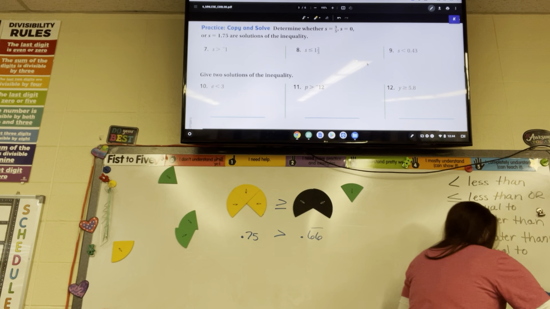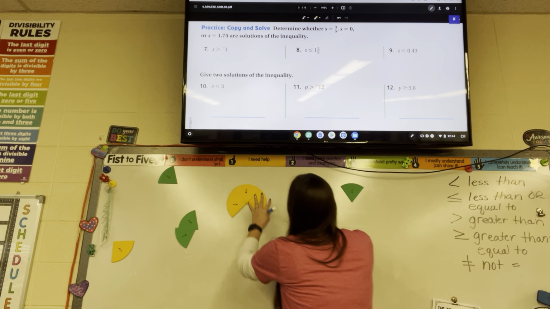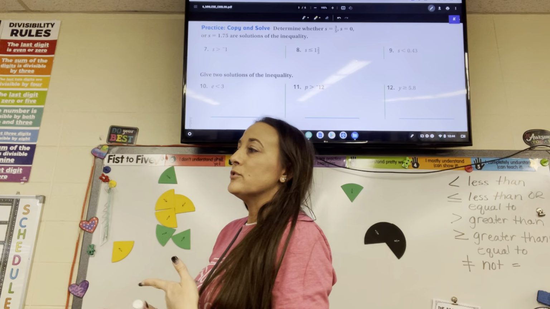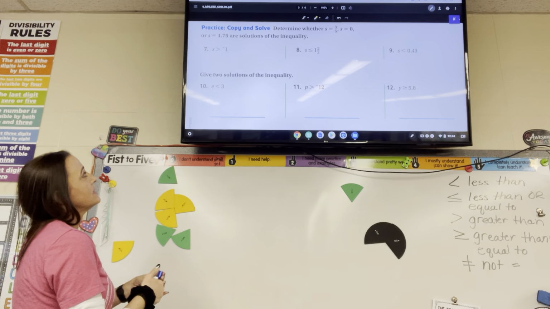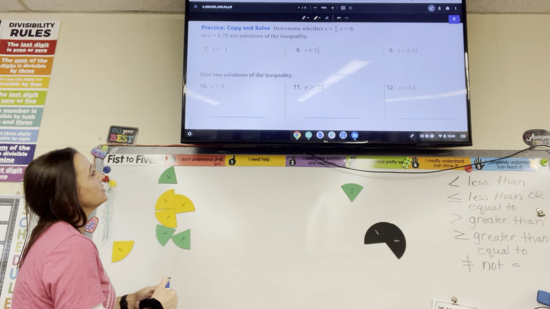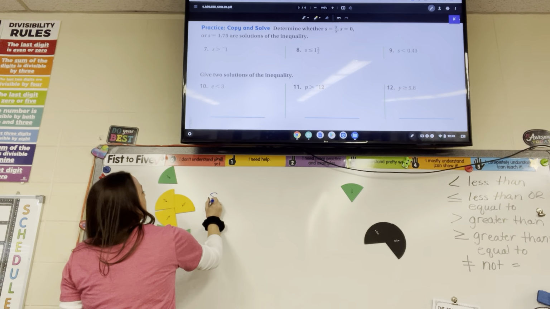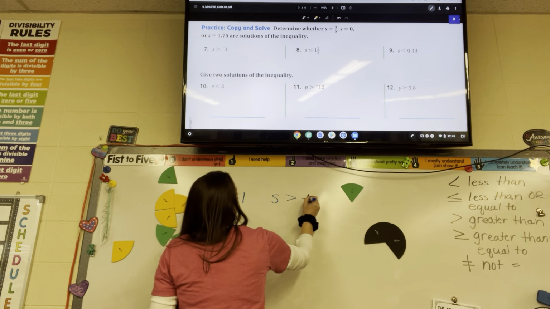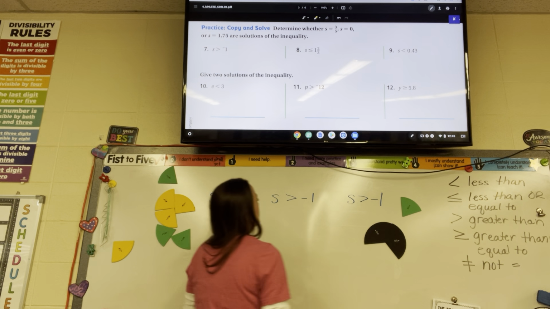Okay, we're gonna do this part together, and then you guys are gonna try some. It says determine whether s equals 3/5, s equals 0, or s equals 1 and 75/100 are solutions of the inequality. Our first inequality is s is greater than -1. I'm gonna write that 3 times because they are giving us 3 numbers to check.